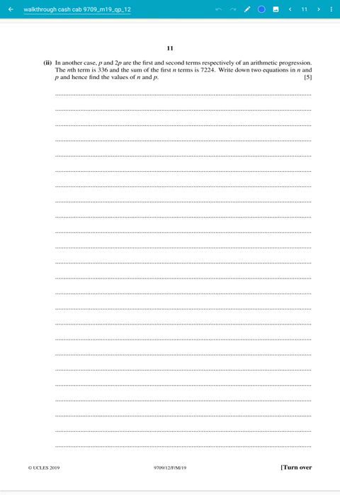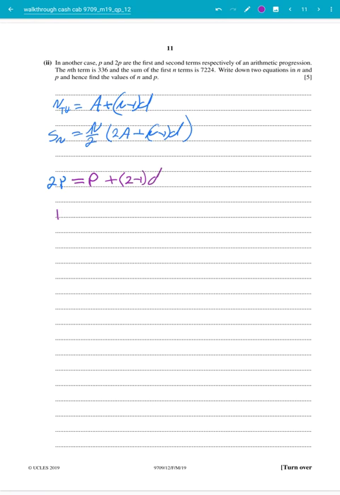So now we're looking at an arithmetic. So the nth term is a plus n minus 1 d, and the sum of n terms is n over 2, 2a plus n minus 1 d. So the first and second terms are p and 2p. So again, we follow the steps. So 2p equals p plus 2 minus 1 d. So p is equal to d.